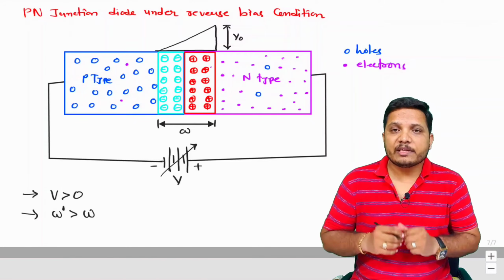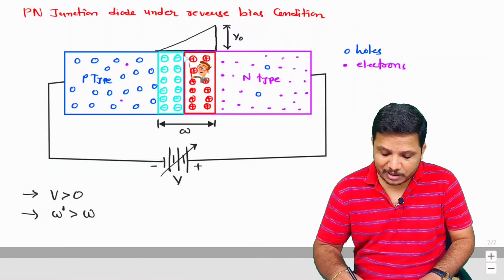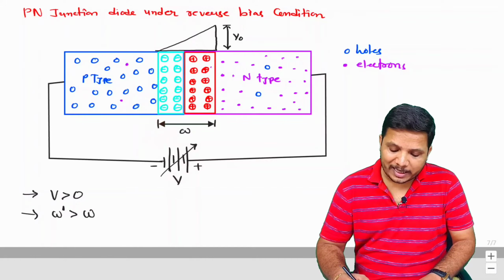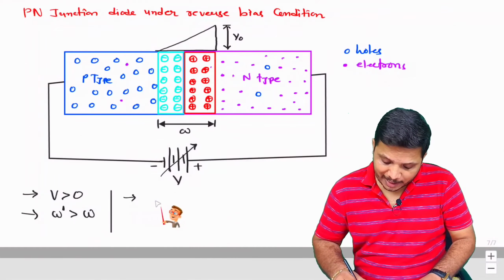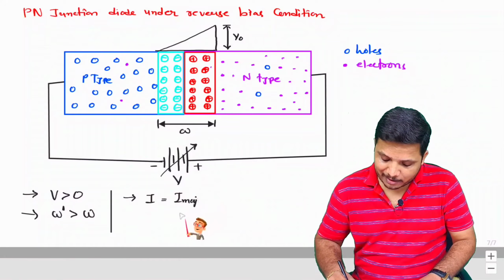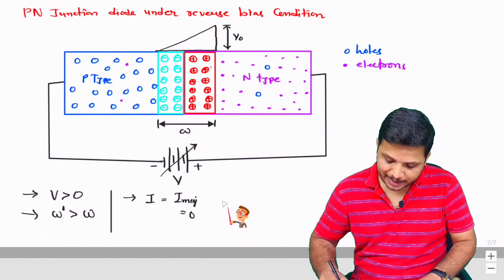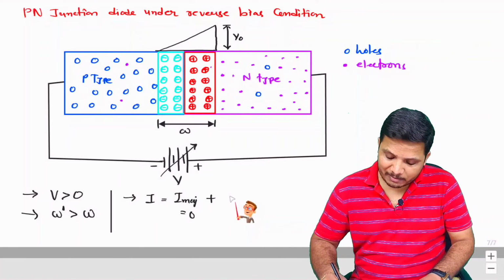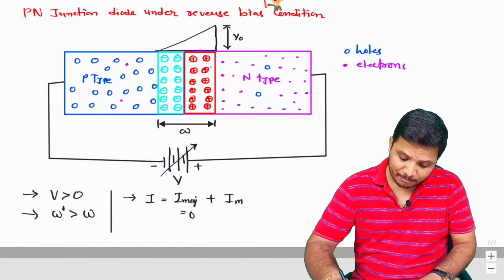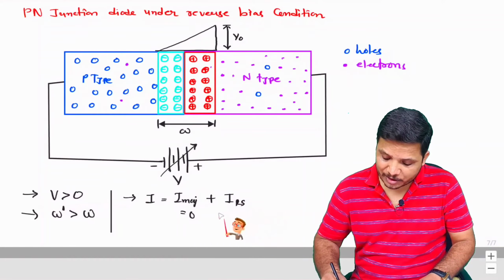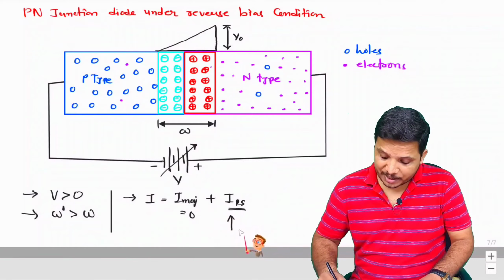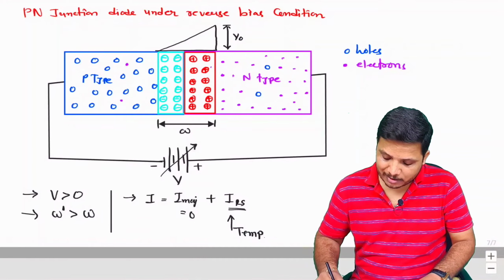Now what will happen with current? As the depletion region gets broadened, current will happen due to minority carriers only. Current due to majority carriers is always 0, right? Here current will be there due to minority carriers only, and minority carrier current is the reverse saturation current, right? This current is purely based on temperature.